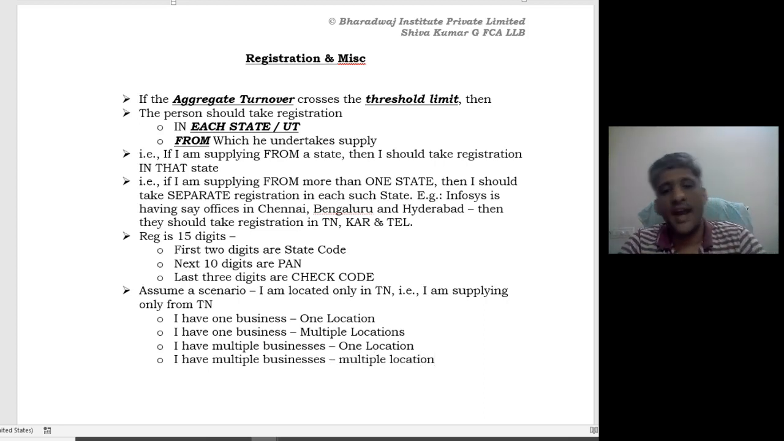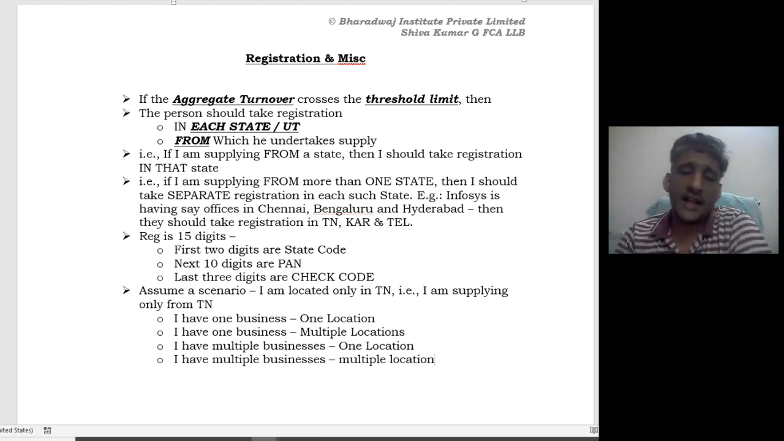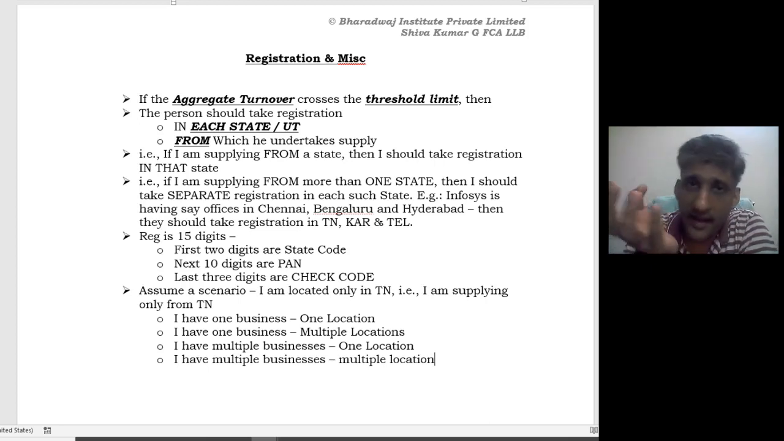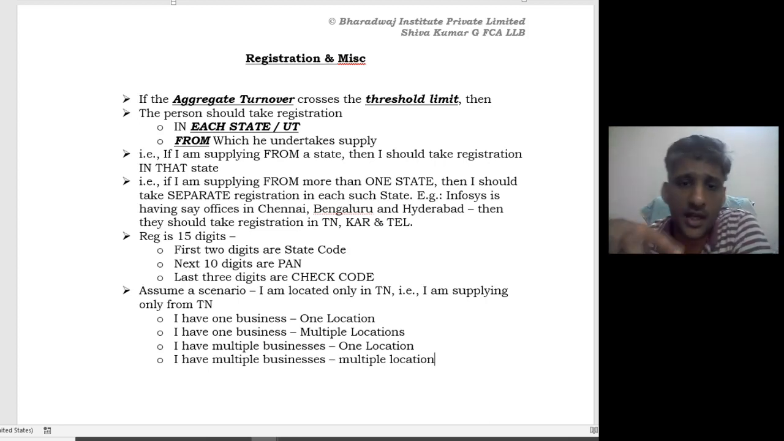Okay, so I have one business, one location; one business, multiple locations; multiple businesses, one location; multiple businesses, multiple locations. Let's say I'm a manufacturer of steel. I also deal with plastic. I also deal with automobile components. I also deal with tire, rubber. I have 4 different factories, and each factory is located in multiple locations, but all are located within Tamil Nadu.